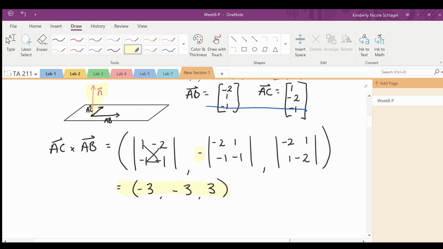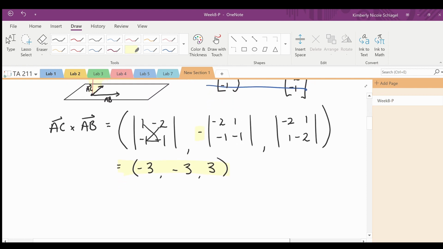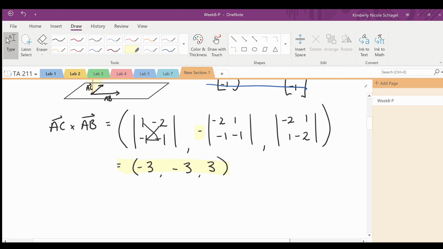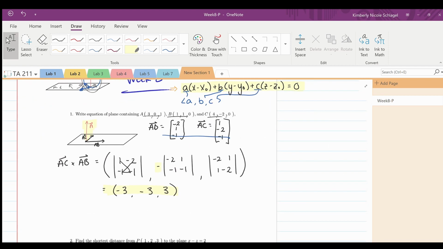Perfect. Now, all we have to do from here is plug all of our stuff into the equation of a plane that we have written above. So we have it right here. We know that this corresponds to our normal vector, our A, B, C, so we can just plug this in to our A, B, and C here.